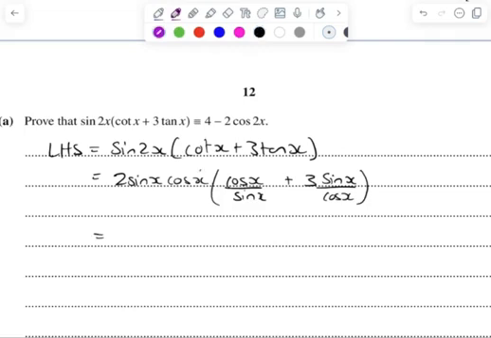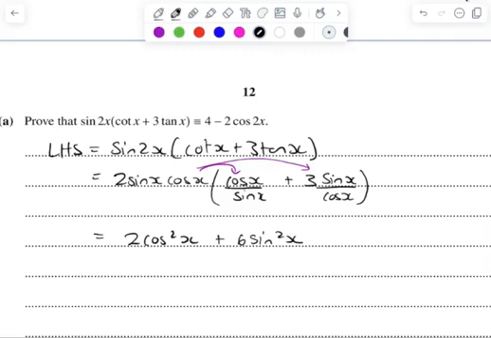So if I multiply this in to each term, my sines are going to cancel out for the first one, and I'm going to be left with 2 cos squared x. And then for the second one, my cosines are cancelling out, leaving sine squared x. Okay, looking good so far. So now I've got a cos squared x and a sine squared x.